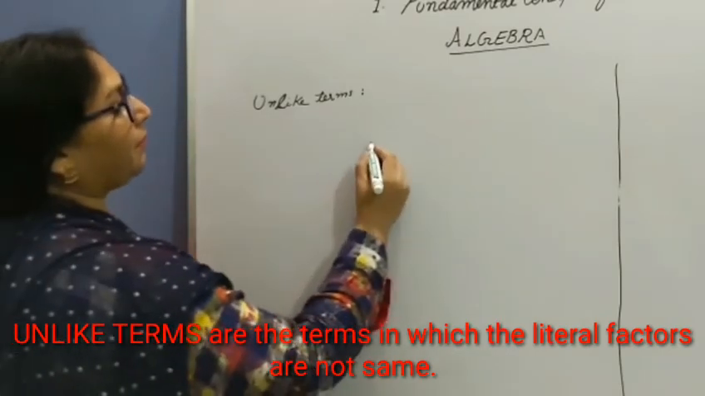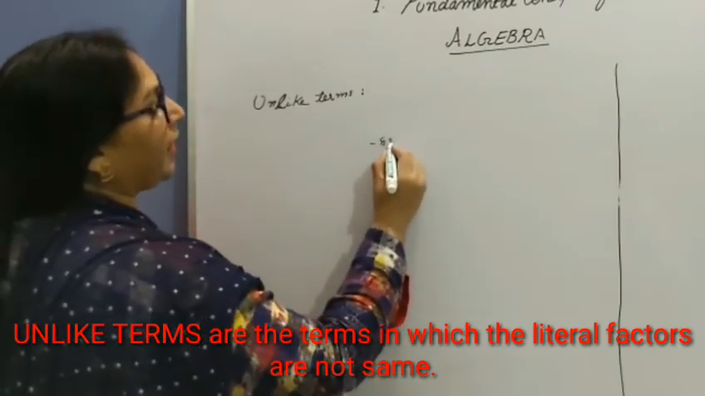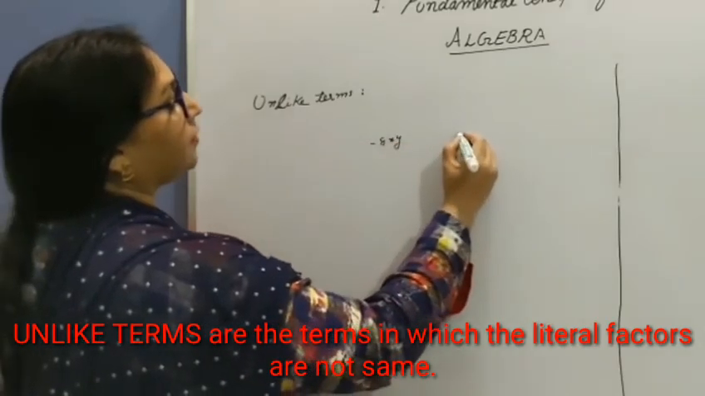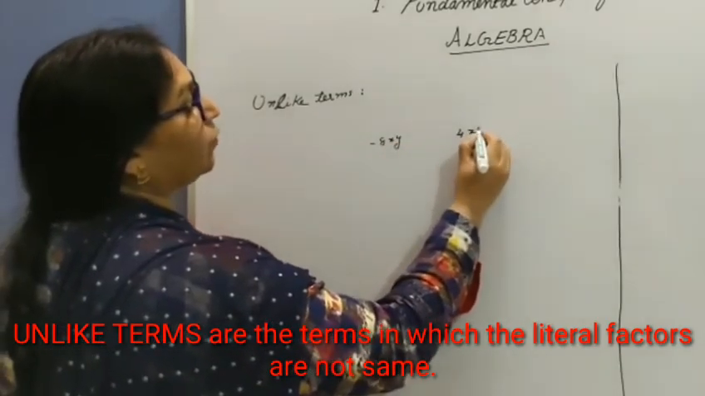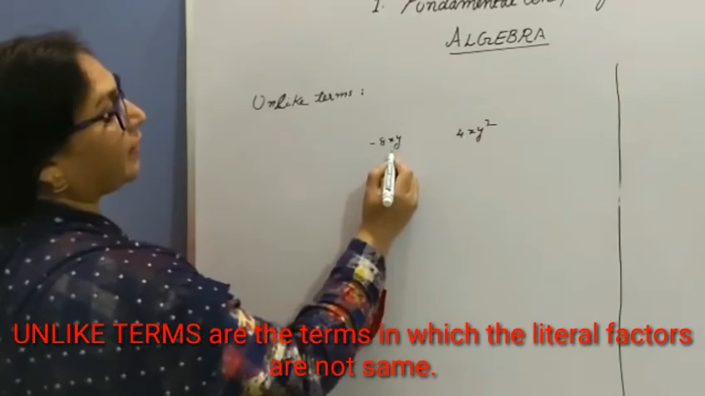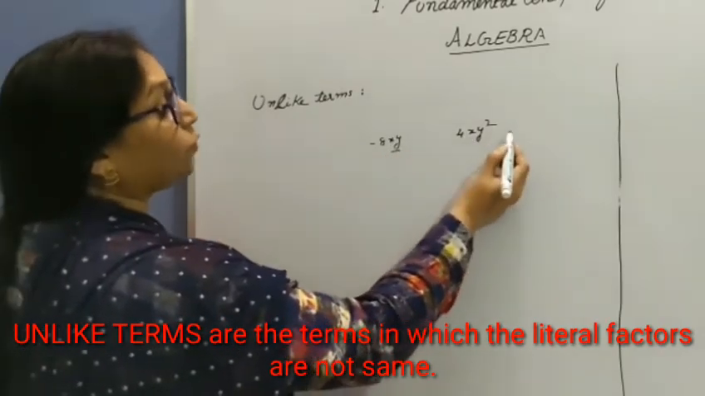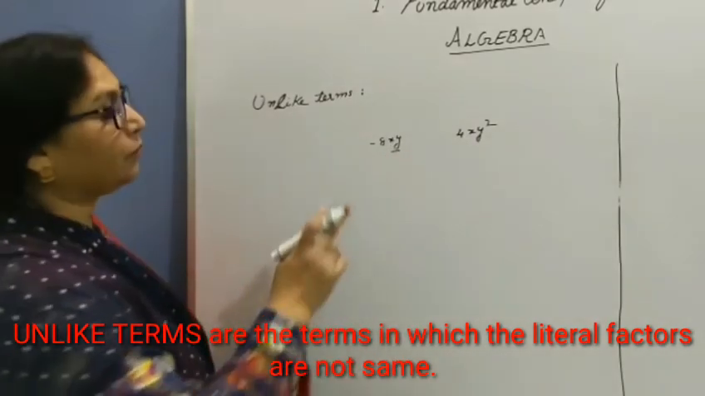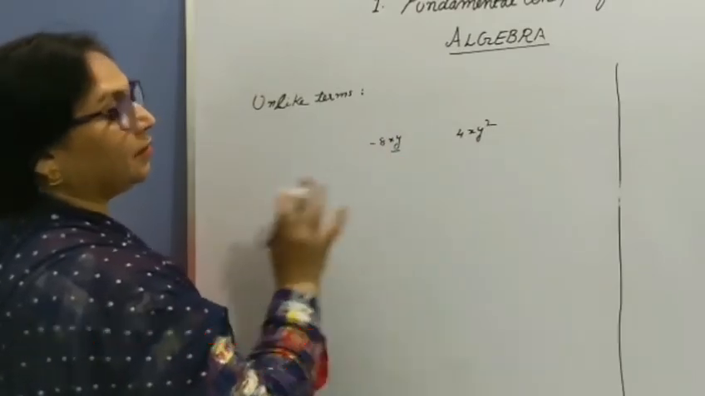Let me set some examples. Minus 8xy and 4xy square. As the literal factor is xy, here it is xy square. They are not the same, so they are unlike terms.